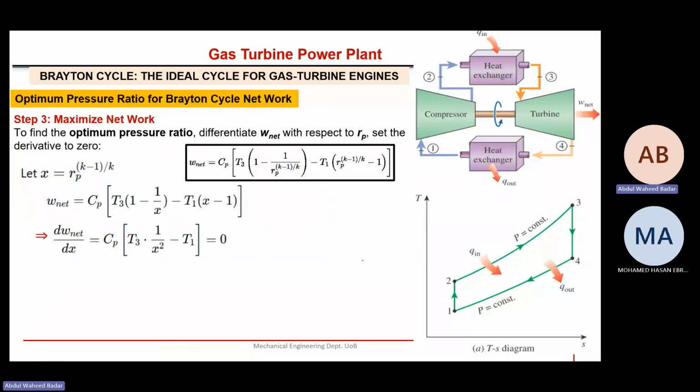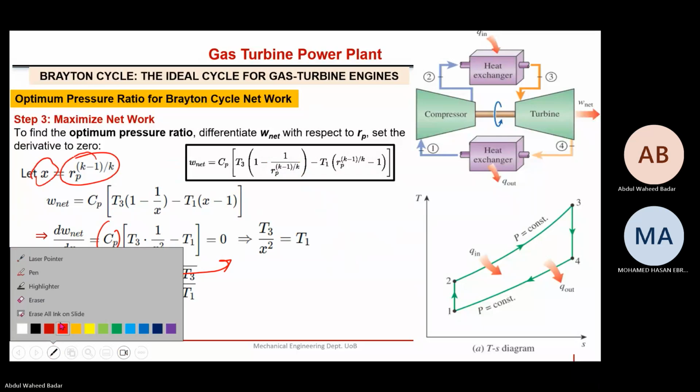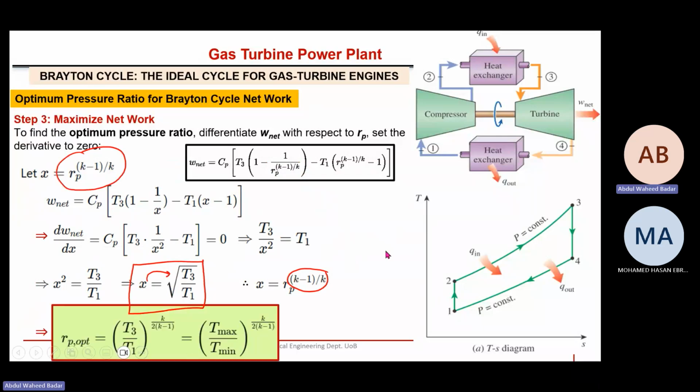From here, I am interested to find out x, which is this thing. So now write this equation in terms of x. This Cp will become 0. So we can write x. And what is x? x is equal to Rp to the power k minus 1 over k, and take this k minus 1 over k on the other side so that I will have this pressure ratio equation. Here is the final equation.